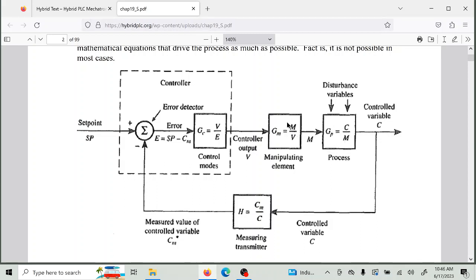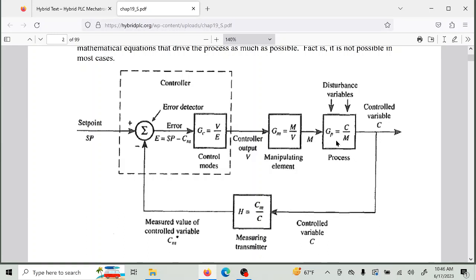And a manipulating element is nothing more than the valve, or if this is a motor, this would be a variable speed motor. So you would make the speed of the motor go up and down. If it's DC, you'd vary the armature voltage. If it's AC, you would vary the frequency. So basically, you would vary something that would turn something and make it go up and down.